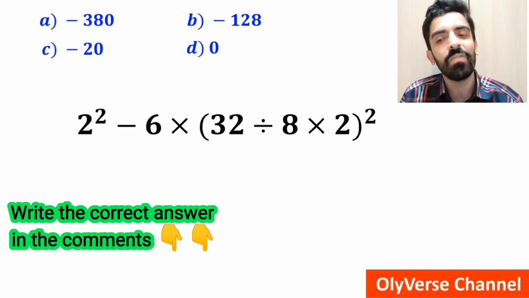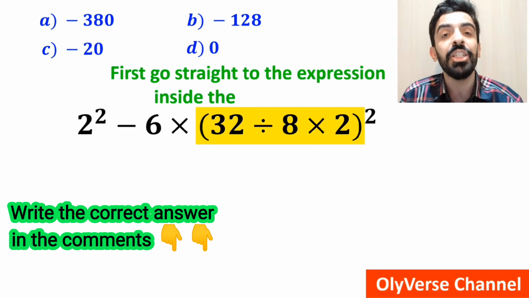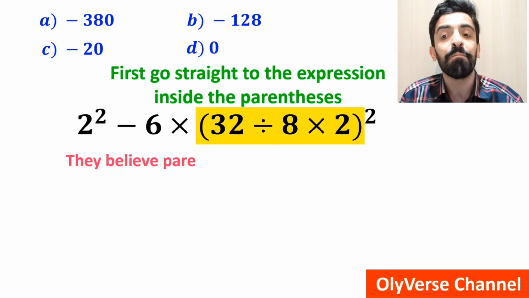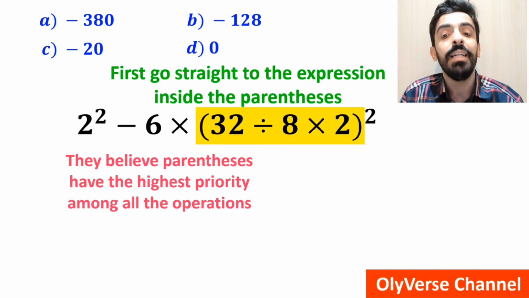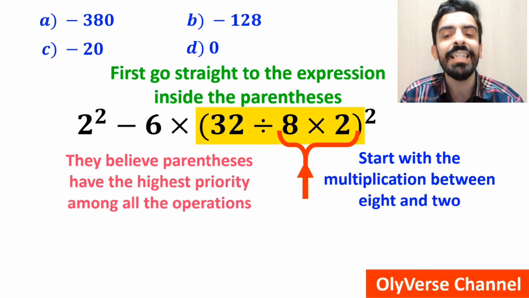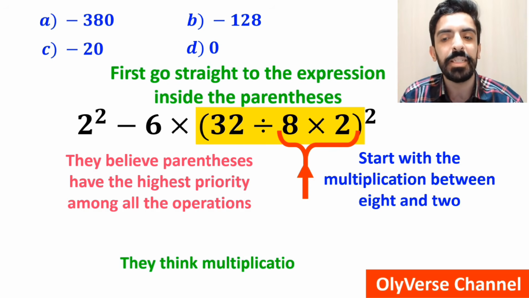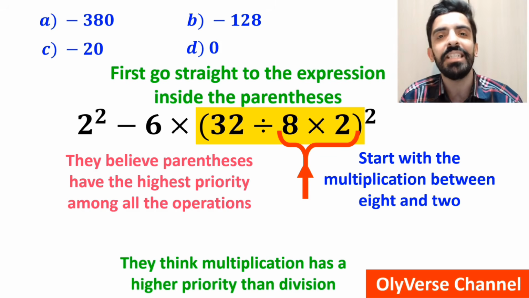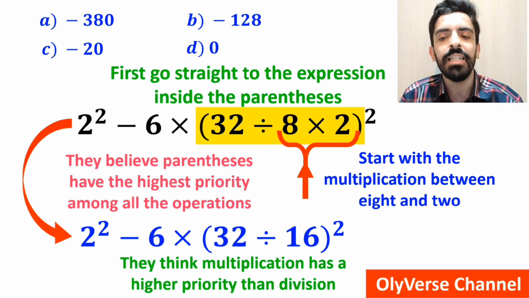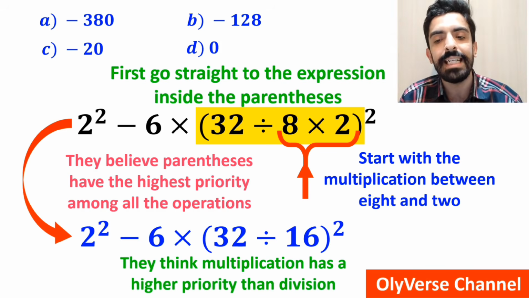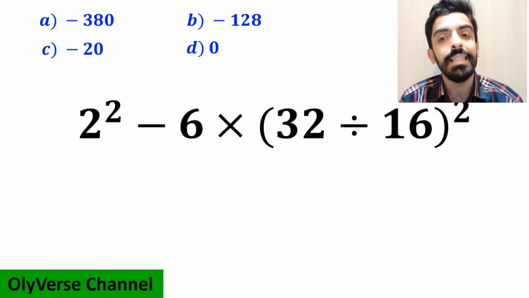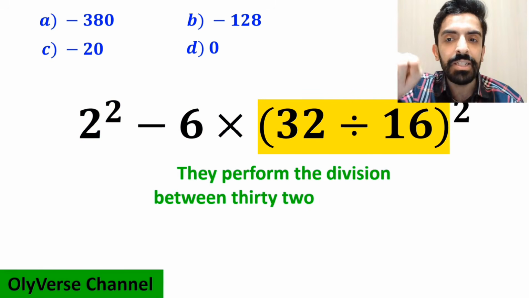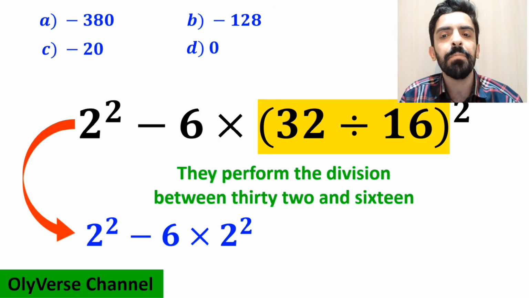Also, some other people when solving this question first go straight to the expression inside the parentheses because they believe parentheses have the highest priority among all the operations. And they start with the multiplication between 8 and 2 because they think multiplication has a higher priority than division. So, they rewrite this expression as 2 squared minus 6 multiplied by (32 divided by 16) all squared.